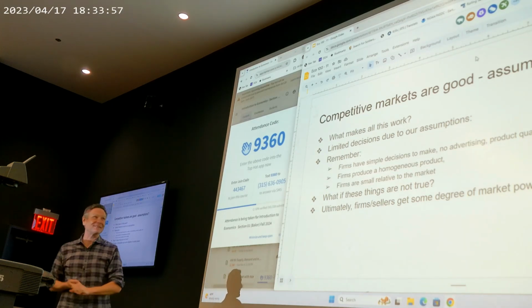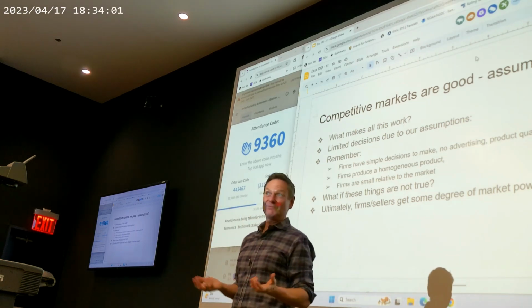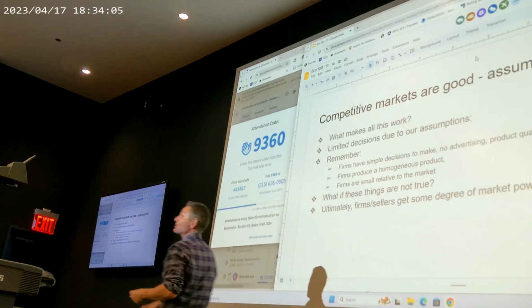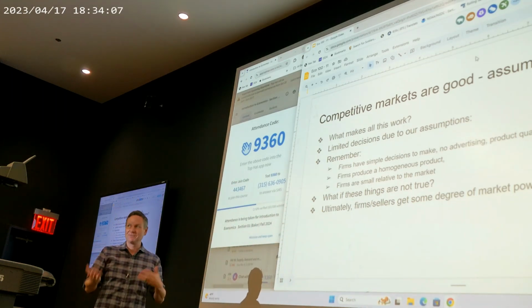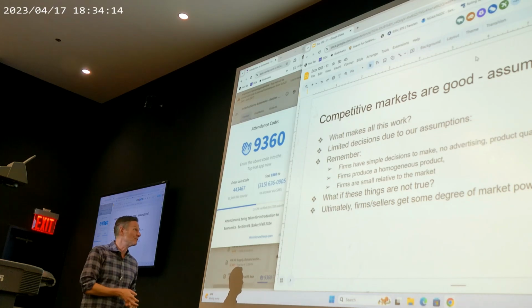Firms produce the same product, right? We made that assumption. That's not true generally either. And we also assume that firms were small relative to the market. This is this idea that no firm can influence price, and firms can enter and exit freely. Those two kind of go together.